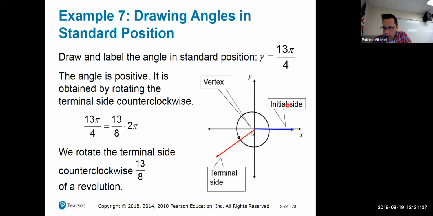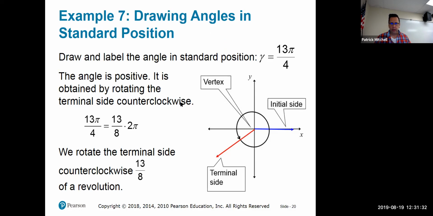This would be 1, 2, 3, 4, 5, 6, 7, 8. So you start over when you get to 8. Then it goes 9, 10, 11, 12, and lands down here. This would be 13 pi over 4. So it's going around one whole time and then another 5/8 of a time.